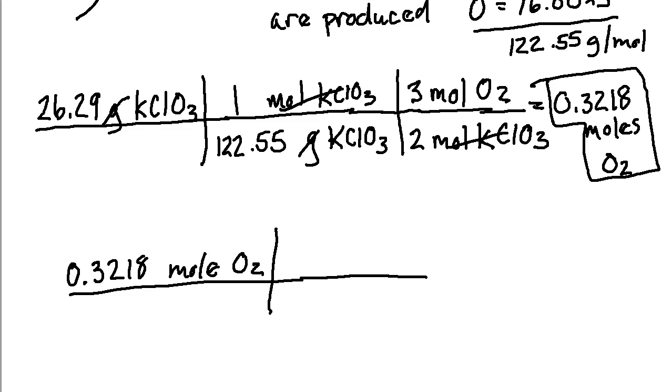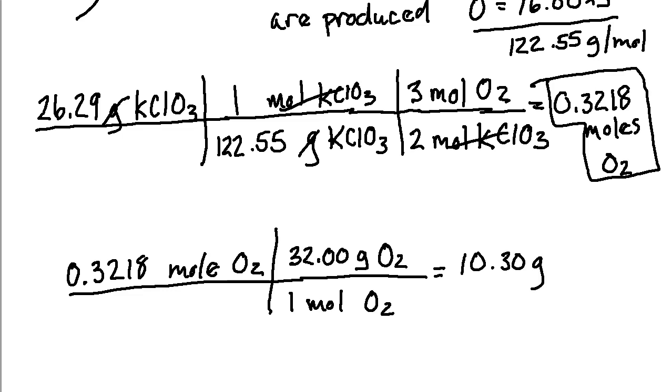So you would say, I want to cancel moles, so for every 1 mole of O2, I know that, well, O2 is going to be 2 oxygens, so 16 plus 16 is 32. So if I took 32 grams of O2 and I multiply that times the moles, then I would get the grams, and that turns out to be 10.30 grams of O2.